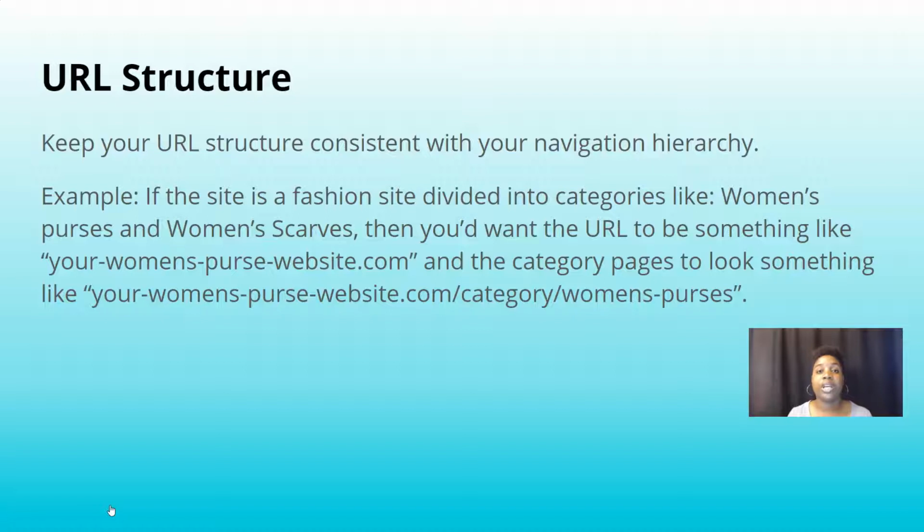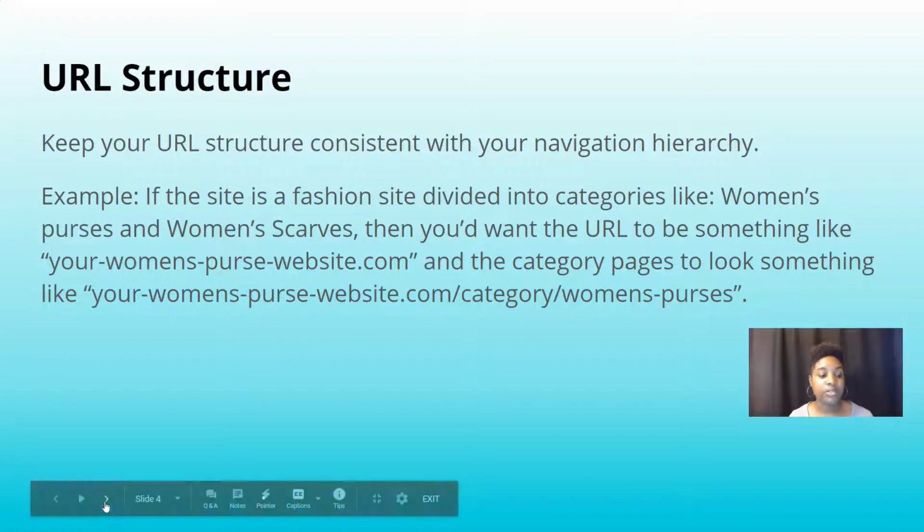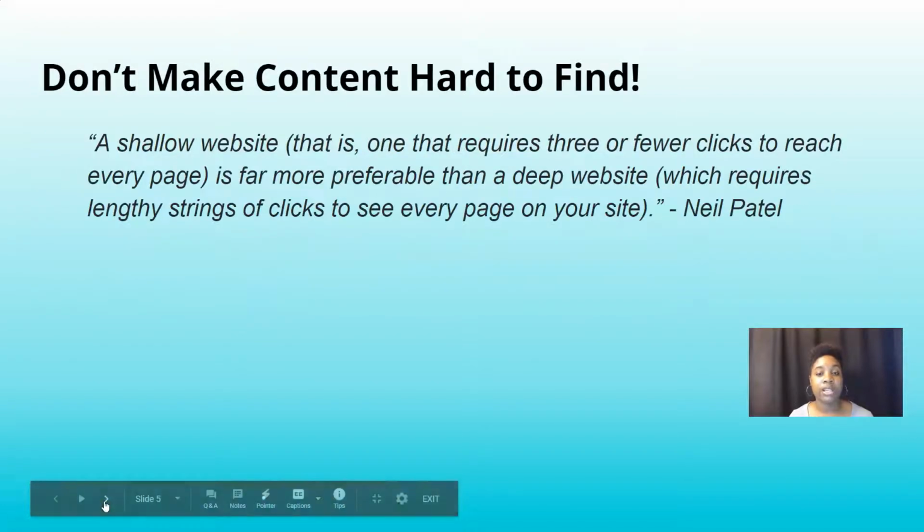If you try to be too creative, then it may not be logical. I've seen some people where they have maybe womenspursswebsite.com/category/WP or something like that, and it means something to them, but it doesn't necessarily mean something to the end user or to the search bots that come to crawl the site and to index the material. So you want to make sure that it's logical so that it's easy for your site to be indexed and all of that.